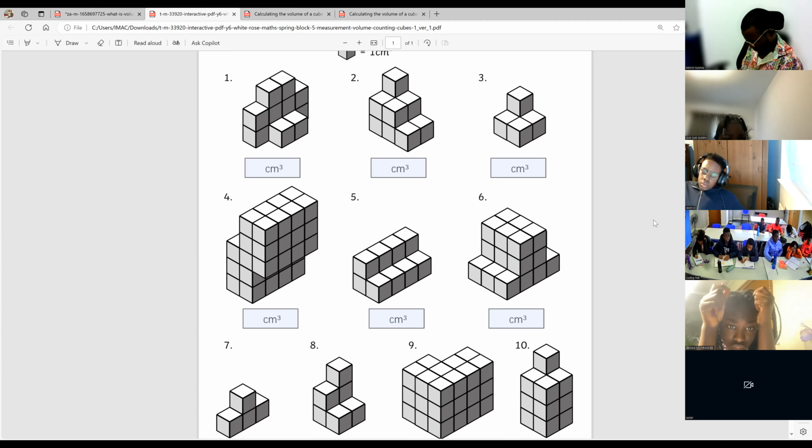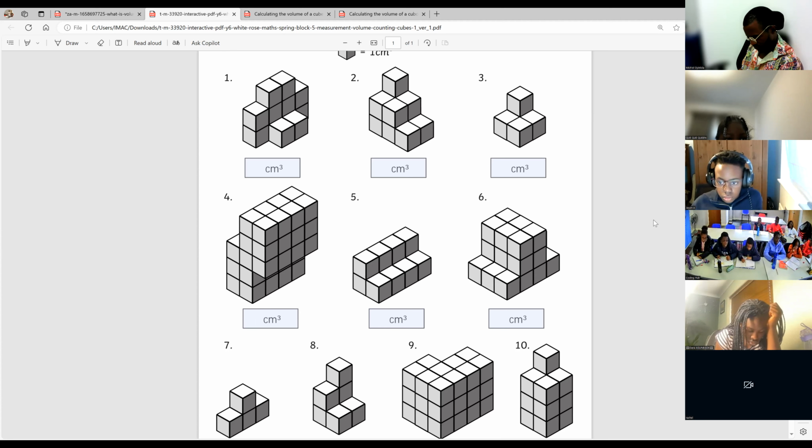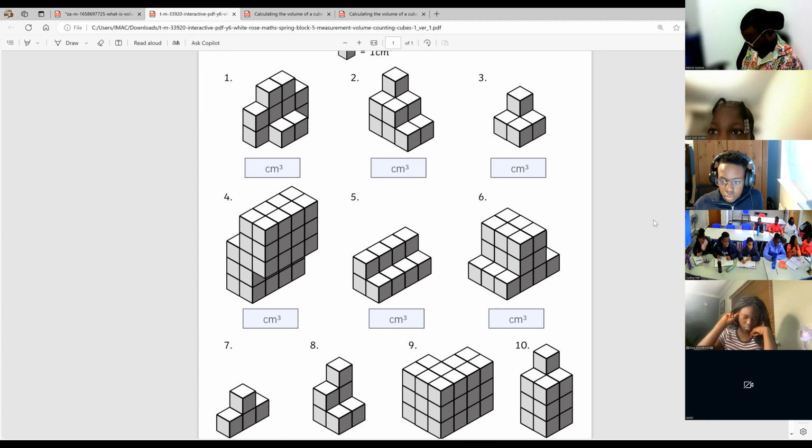Six, 9, 4, 1, 2, 3. Wait, 1, 2, 1, 2, 3. You're counting out loud, really loud, please. Keep counting out loud, you're distracting other people when they're counting as well.